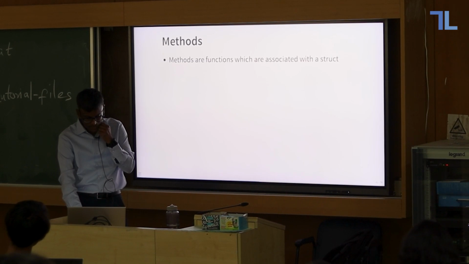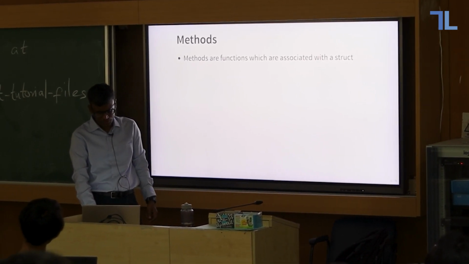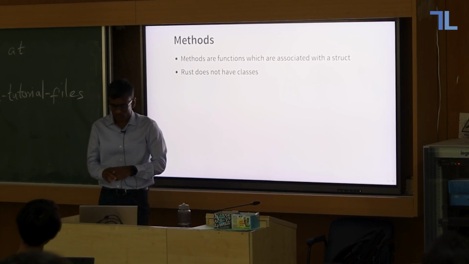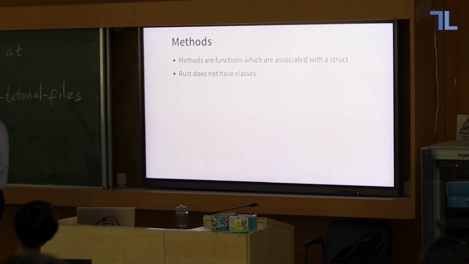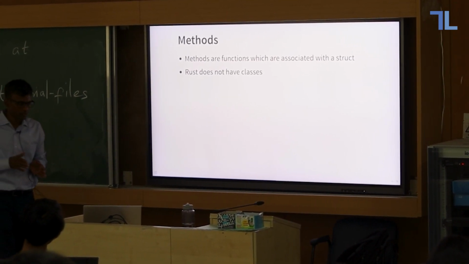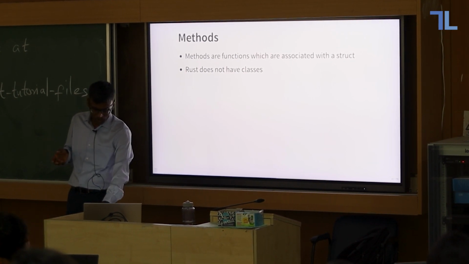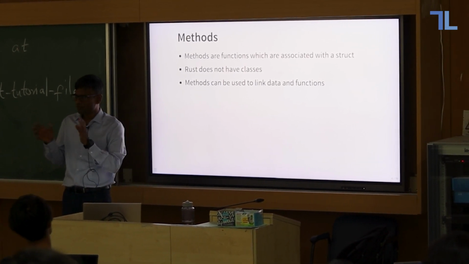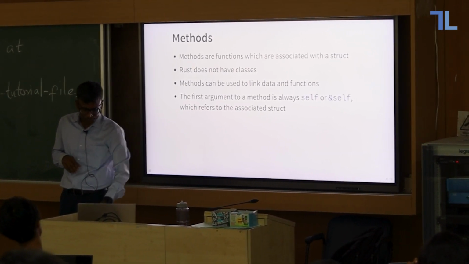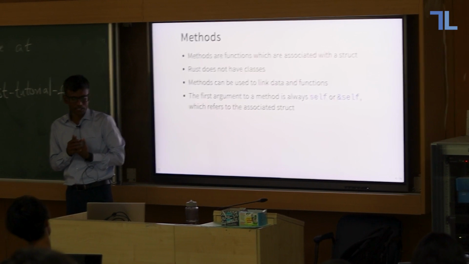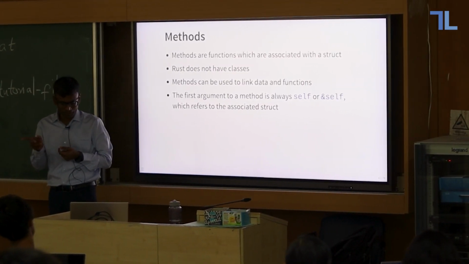As I was saying, Rust doesn't have classes, which many languages have. It only has structs. Suppose I have some data and I want to associate some functions with that data type. Like suppose I have a student and I want to write a function that calculates the CPA of the student. Then we need some way of linking methods to a data type. The difference between a function and a method is that the first argument of a method is always self or a reference to self.